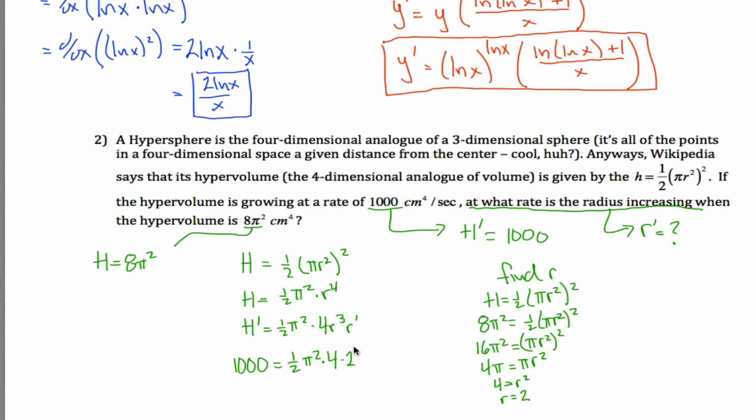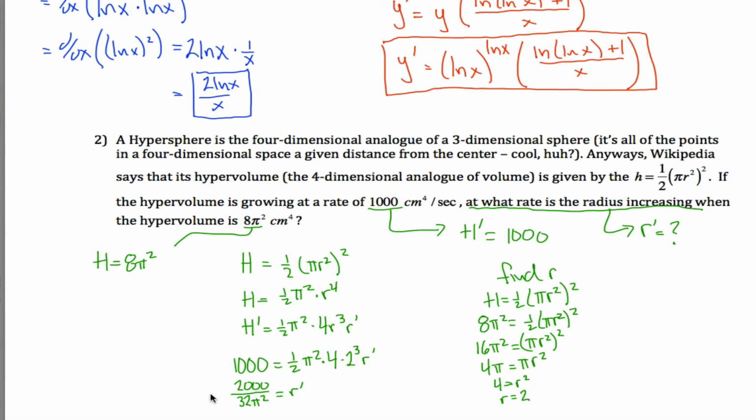This would be 2 cubed. And then r prime is what I was trying to figure out. So I got this equation to solve for r prime. If I multiply both sides by 2, I'd get a 2,000 up on the top. And then if I divide by pi squared times 4 times 8, that's 32 pi squared? I would solve for r prime.